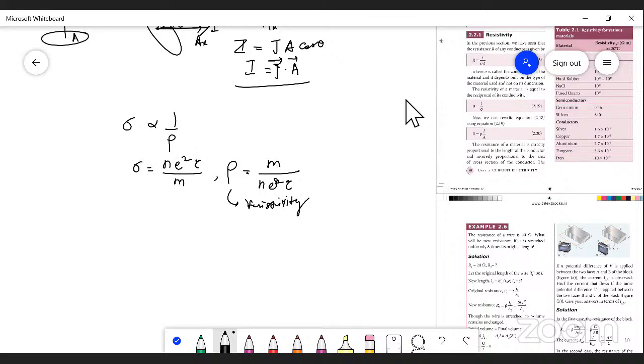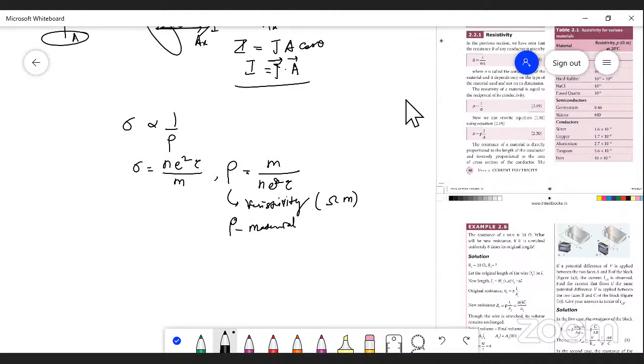Rho is called resistivity. Its unit is ohm meter. It's a constant for a given material, and this resistivity varies from material to material. For a given material, resistivity is a constant. So rho depends only on material.